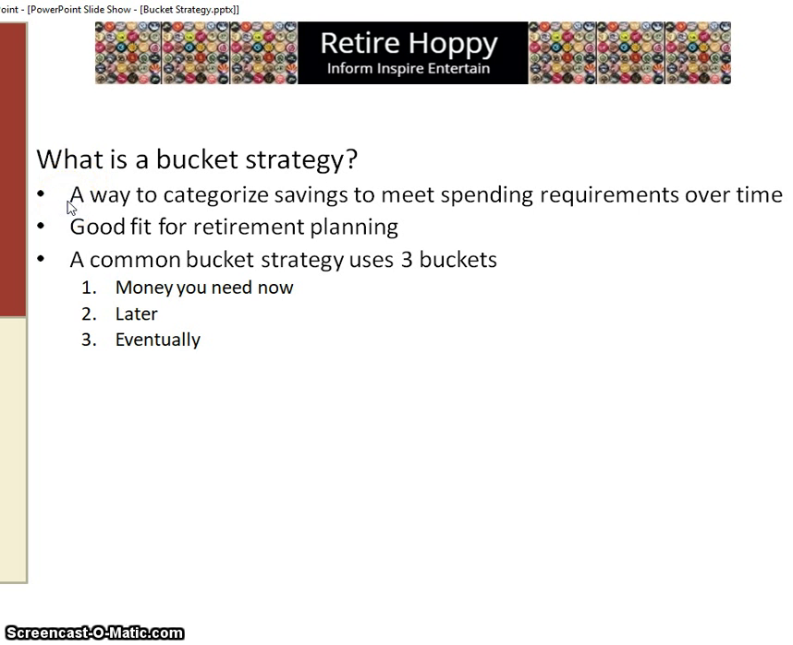Well, the way I define it is as follows. It's a way to categorize savings to meet spending requirements over time. And over time means over years. And it happens to be a good fit for retirement planning and is becoming increasingly popular among retirees. The most common bucket strategy uses three buckets. Money you need now, money you need later, and money you need eventually.